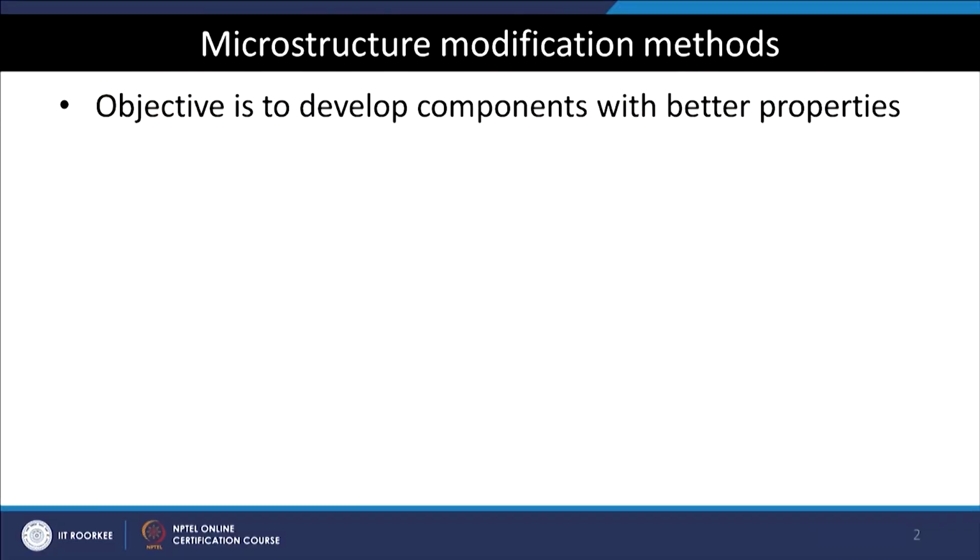So, the properties of any engineering component, whatever we measure or whatever we feel while they are in service, are dictated by the microstructure of the material being used in the preparation of these components. So, our objective is to develop components with better properties. In that process what we want to know is the internal microstructure.